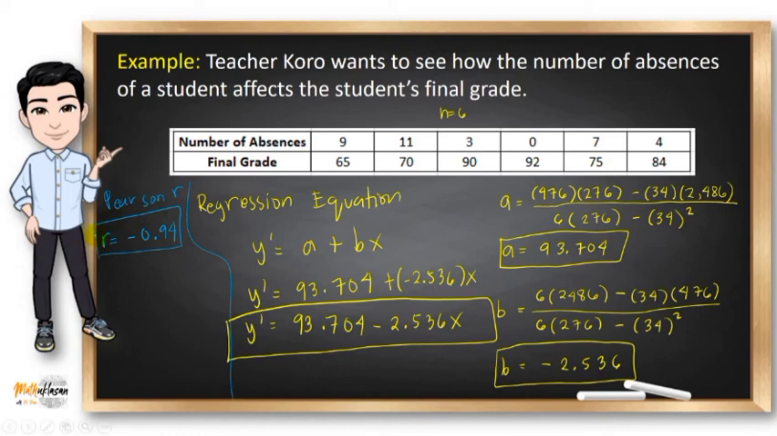So, ibig sabihin, possible na pagka yung absences ay tumataas, bumababa yung grade. Pagka naman na ang nangyayari ay bumababa yung number of absences, yung final grade mas mataas. Ayun dun sa observation. Okay? So, ibig sabihin, napatunayan natin na correlated siya, tapos hinanap natin yung regression equation. So, ibig sabihin ngayon, pwede natin gamitin tong regression equation para makapag-predict tayo ng mga possible values na wala dito.